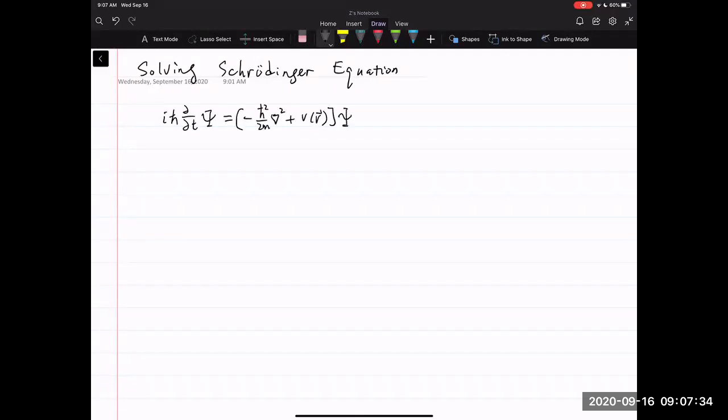Okay, so here you can see we are setting up the Schrödinger equation by letting two ways to represent the total energy of the system be the same. One is by taking the time derivative. Two is by taking the spatial derivative, which gives the kinetic energy plus the potential energy.